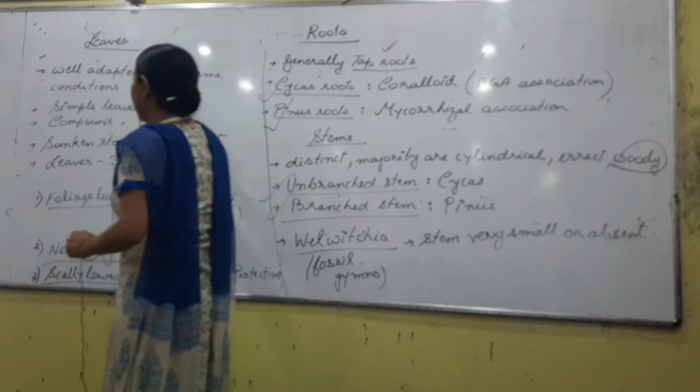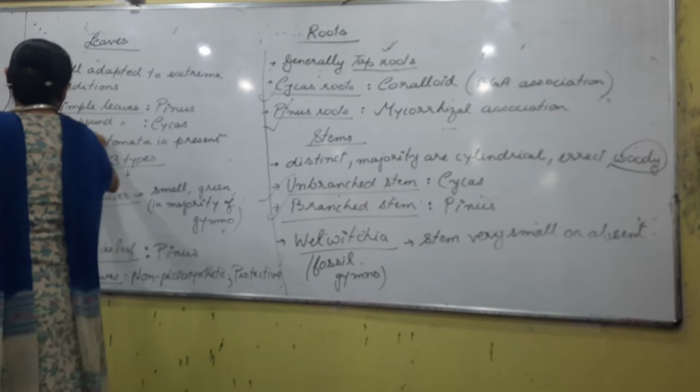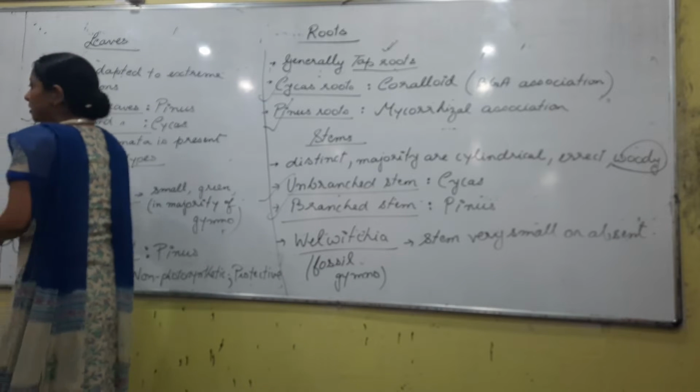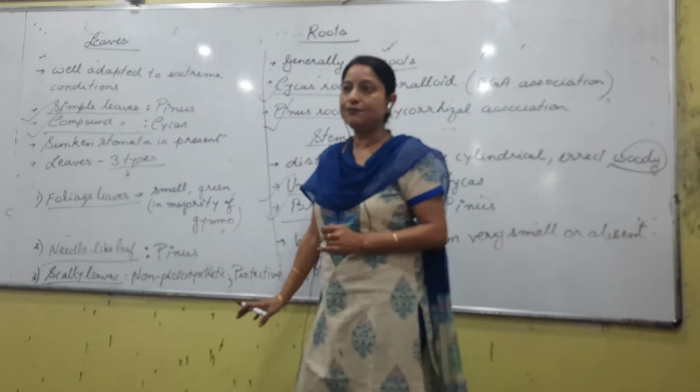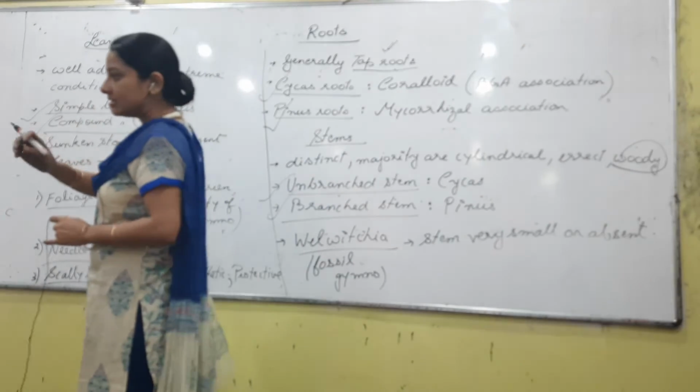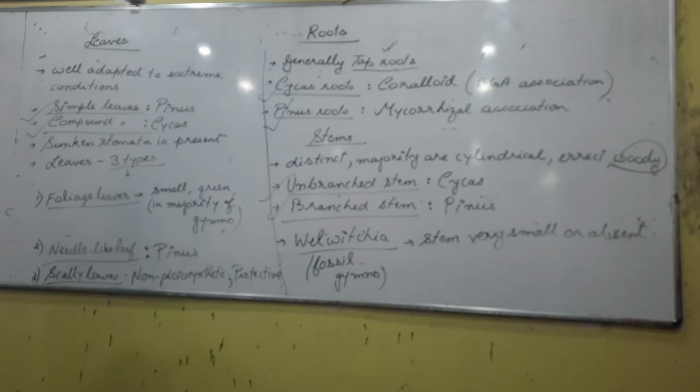Talking about leaves, again what is important? Simple leaves and compound leaves, right? I think you remember the difference between simple and compound leaf, right? If there is no incision, that is called a simple leaf. If the incision touches the midrib, then it is called a compound leaf, right? Which is a simple leaf and which is a compound leaf, very important.